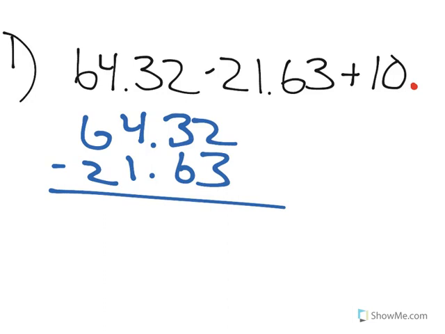Now I'm just going to subtract across. I cannot do 2 minus 3, so I borrow. 12 minus 3, 9. I cannot do 2 minus 6, so I have to borrow. 12 minus 6 is 6. Why did I put 3?